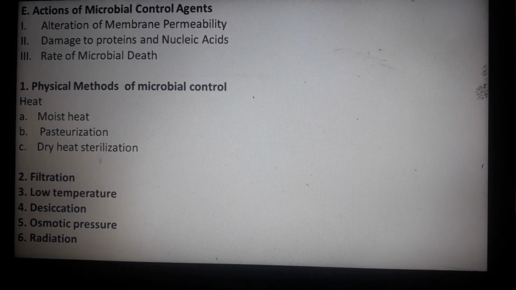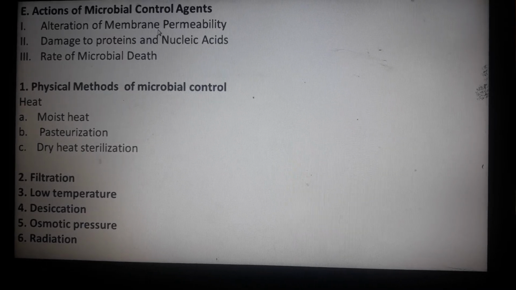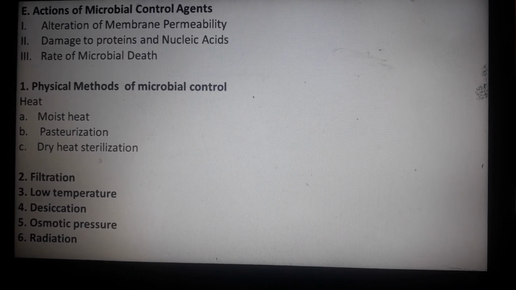Okay, to discuss our topics in the midterm in microbiology lab. So we go now to the actions of microbial control agents, which cause alteration of membrane permeability, wherein there is destruction in the cell membrane of the bacterial cells, damage to proteins and nucleic acids, which leads to the death of the bacterial cells or prevents the multiplication of the bacterial cells.